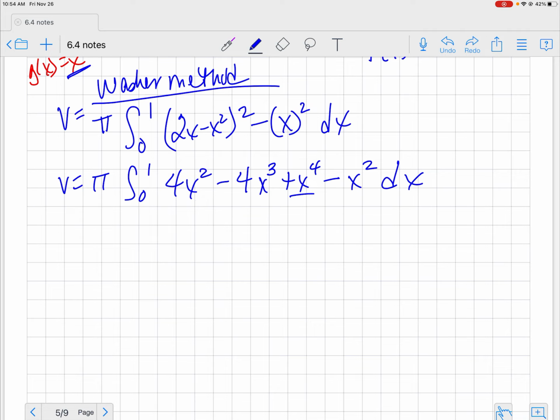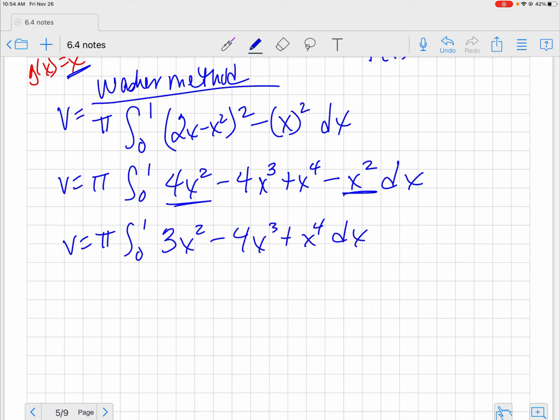Tune in, Bradley. These are my like terms. I just underlined the wrong thing. 4x squared minus x squared. From 0 to 1, I now have 3x squared minus a 4x cubed plus x to the 4th dx. I'm not going to put those in descending order because I don't really have to. It's fine. Then we integrate.